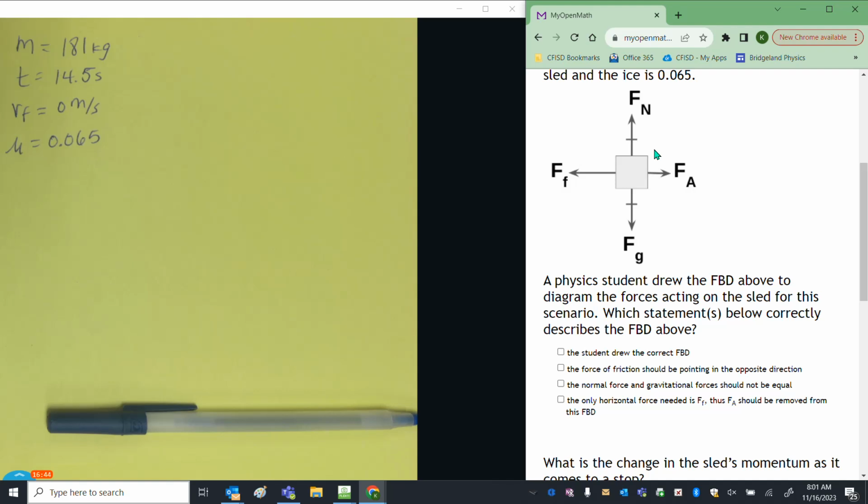Okay, I do need to have friction. I do need Fn and Fg. These should be equal and opposite to each other. And so the answer I'm going to choose is the only horizontal force needed is Ff, thus Fa should be removed.